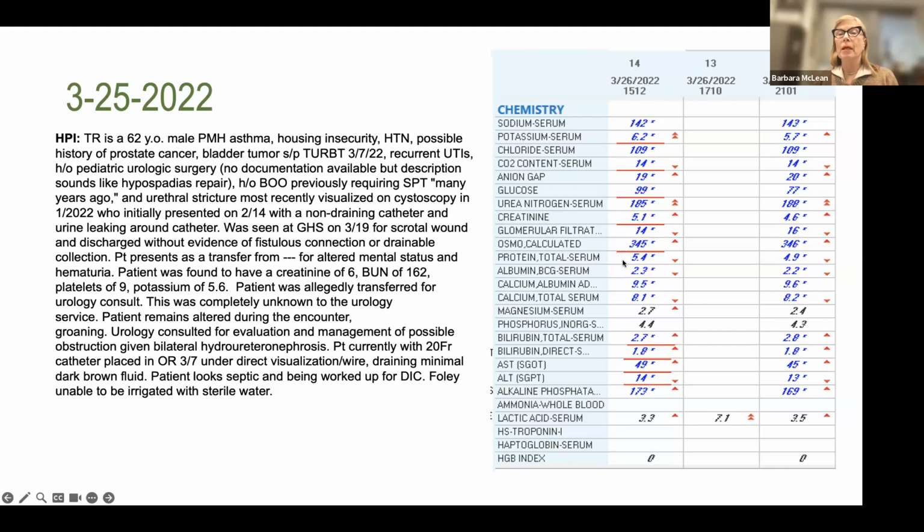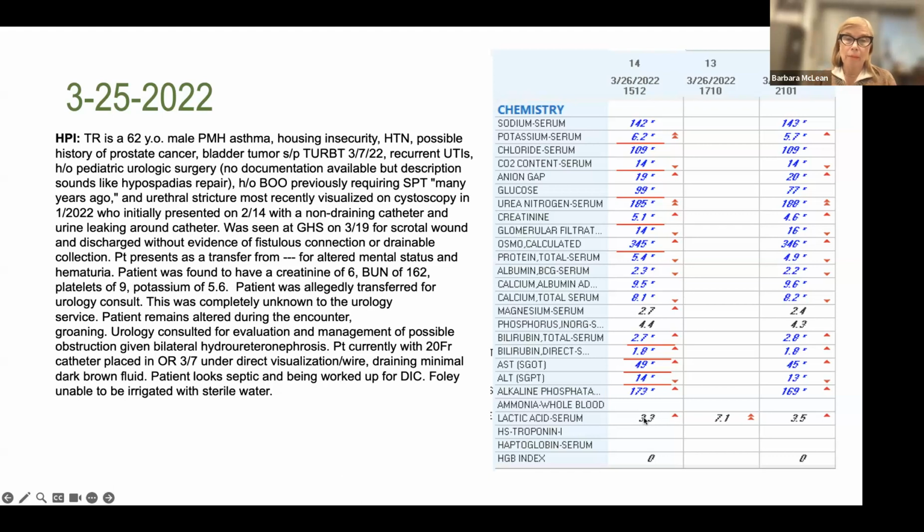And his serum is very, very concentrated. Okay. Now his sodium is low, but his serum is very concentrated. And you can see his albumin is low, and no surprise there. And his total serum proteins are low. No surprise there again, with ascites and liver dysfunction, etc. Bilirubin is high, direct bilirubin is high, AST, ALT, and ALK phosphate all high. No surprise there either. And lactic acid is quite high.